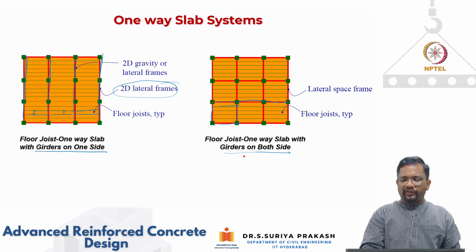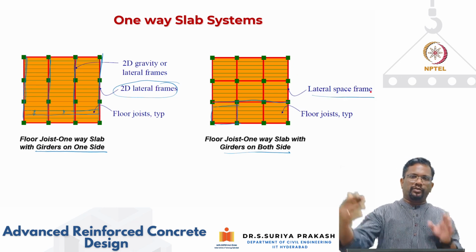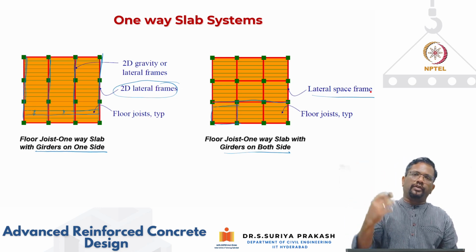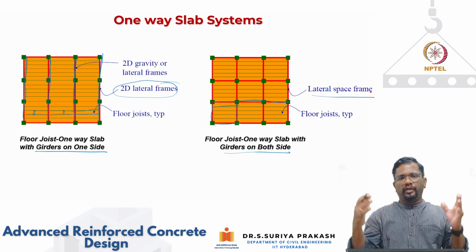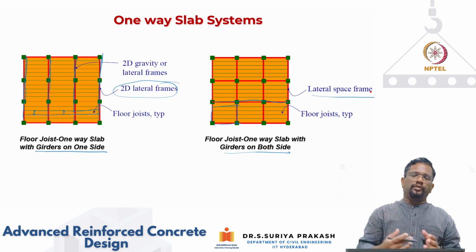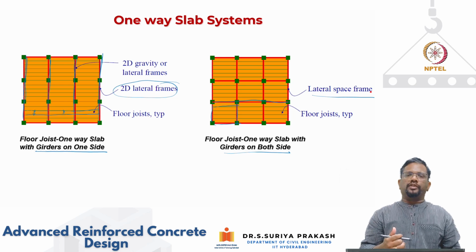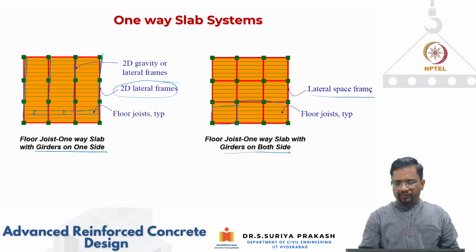So in this case, when you have a floor joist one-way slab with girders on both sides, usually these frames are designed for lateral loads. They are quite stocky in their sizes. That means the girders which run along the column lines are going to be quite stocky, bigger, and the columns that are supporting them are also going to be bigger. So they are going to act like a moment resisting frame in both directions.